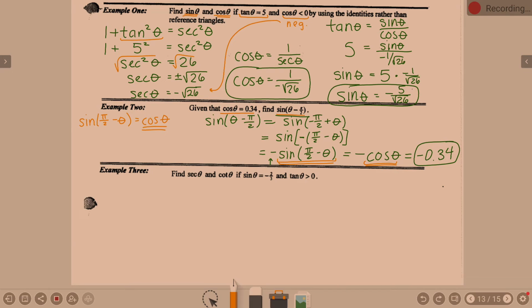Okay, questions on that one? Okay. Example 3 is more like example 1. Find secant and cotangent if sine is provided and tangent is greater than 0. So I'm being asked to find secant and cotangent. Sine is negative 2/3. Tangent is greater than 0.